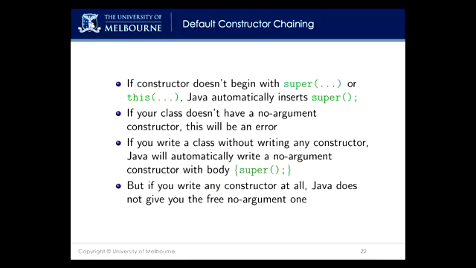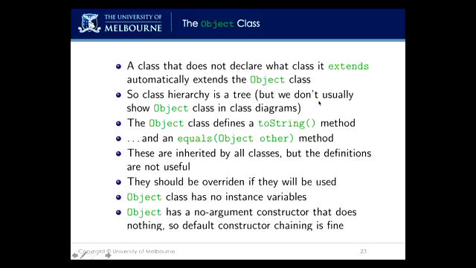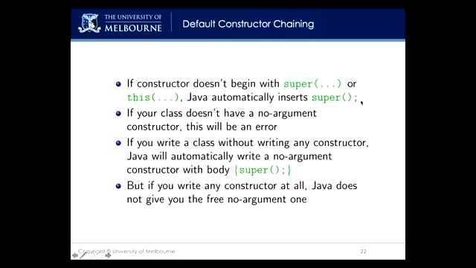So this is just going on explaining default constructor chaining. That's just reiterating what I've just told you: if the constructor doesn't begin with super or doesn't begin with this, Java will automatically insert just this super in there for you, right? Which often isn't as useful as controlling it yourself. So that's pretty much what I was just covering.